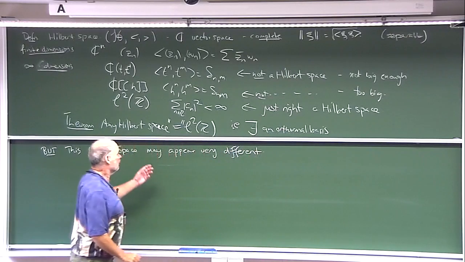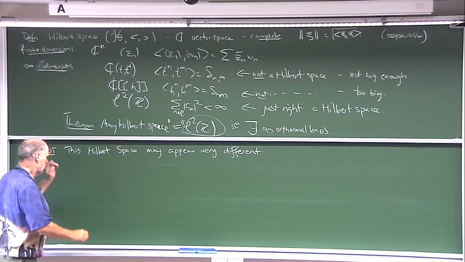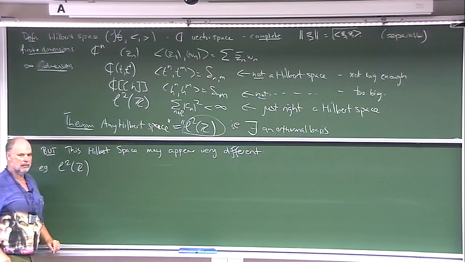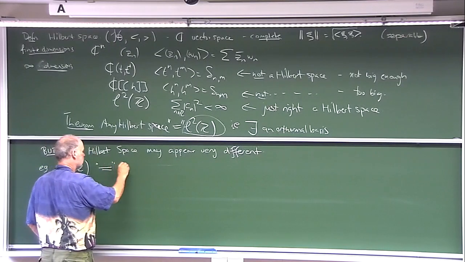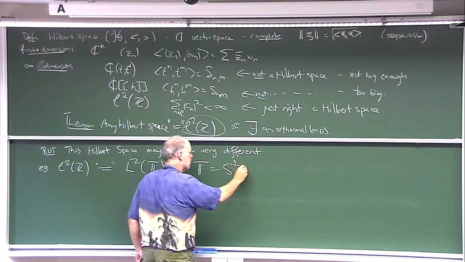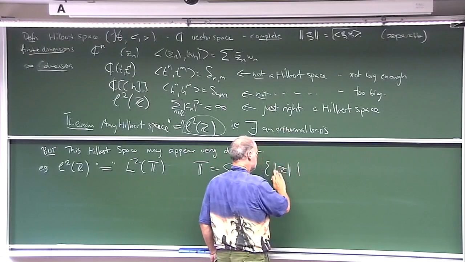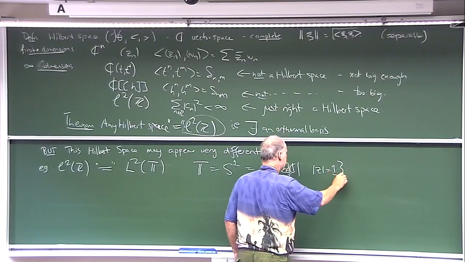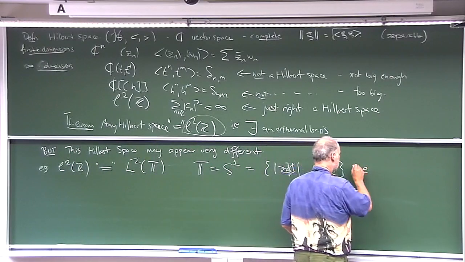And the first example is sort of staring us in the face, which is the theory of Fourier series. We can think of little L2 of Z, square integrable functions on the integers, as actually the same as L2 of the circle. And here I'll have notation T equals S1, and it's the circle, the set of all complex numbers of modulus 1. Or alternatively, it's the set of e to the i theta.